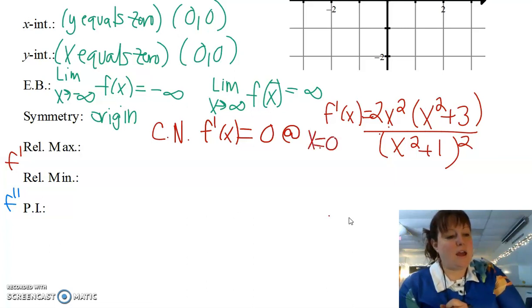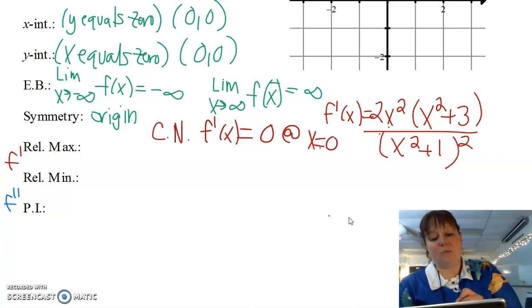And then it would also be where it's undefined, and that would be where the denominator is equal to 0. Is this one ever equal to 0? No. So our only critical number on this one is 0. So then we have to decide if that's a min or a max.